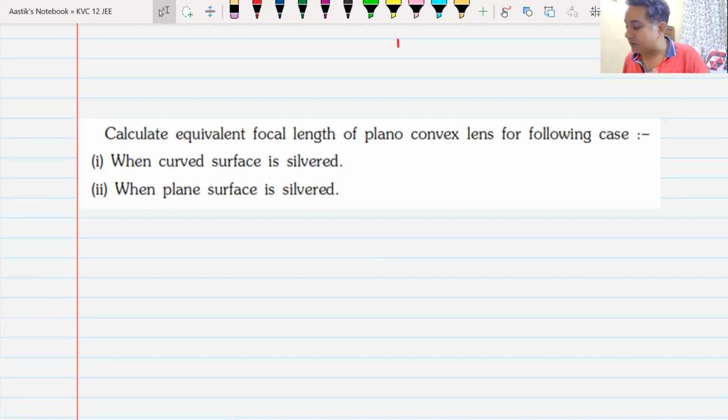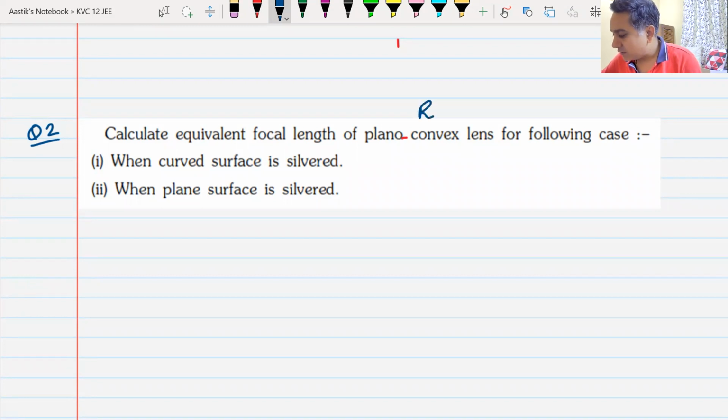Find the equivalent focal length of a plano convex lens in the following case. Case number one, when the curved surface is silvered. Case number two, when the plane surface is silvered. You can take the radius of curvature as R, and you can take the refractive index as mu.